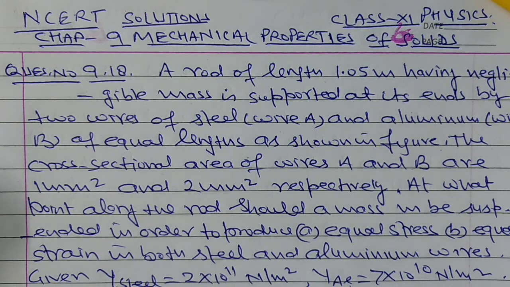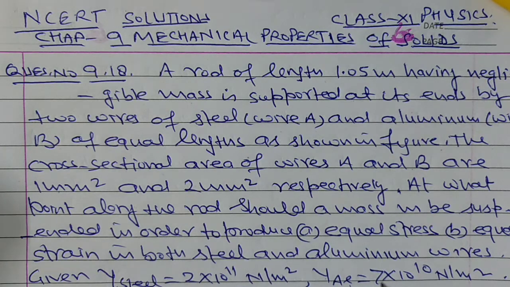Given Young's modulus for steel is 2 into 10 to the power 11 Newton per meter square, and for aluminium is 7 into 10 to the power 10 Newton per meter square.